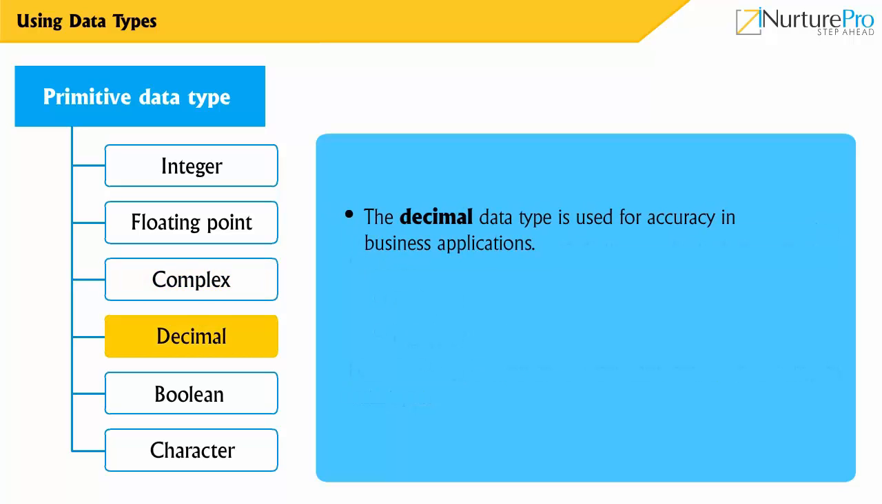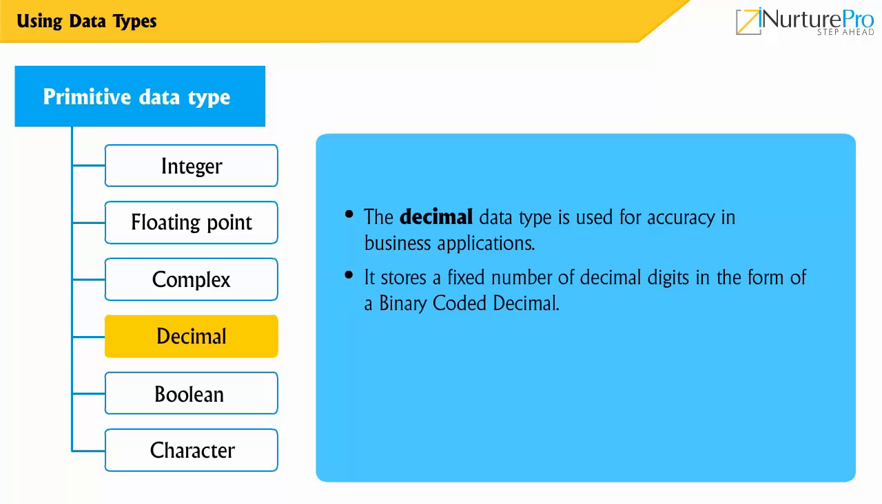The decimal data type is used for accuracy in business applications. It stores a fixed number of decimal digits in the form of a binary coded decimal, BCD. In BCD representation, you can use binary numbers from 0000 to 1001 only, whose decimal equivalent ranges from 0 to 9. The main advantage of decimal value is its accuracy and the disadvantages are limited range and wasted memory.